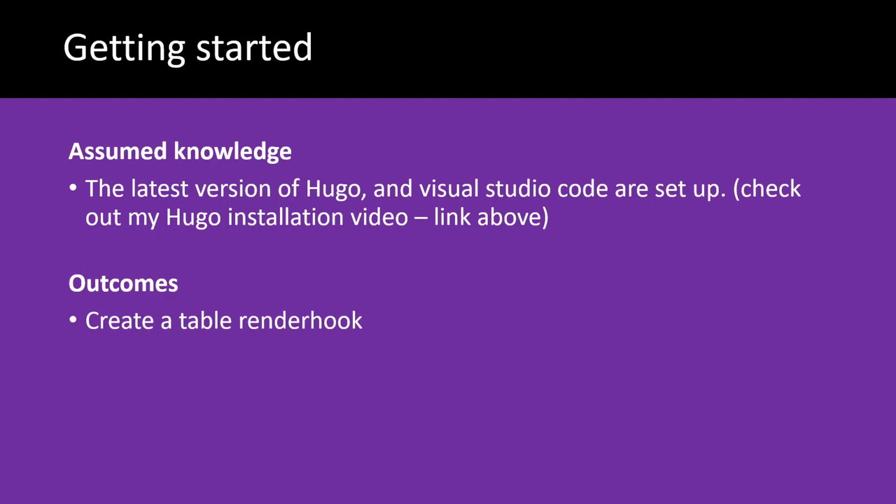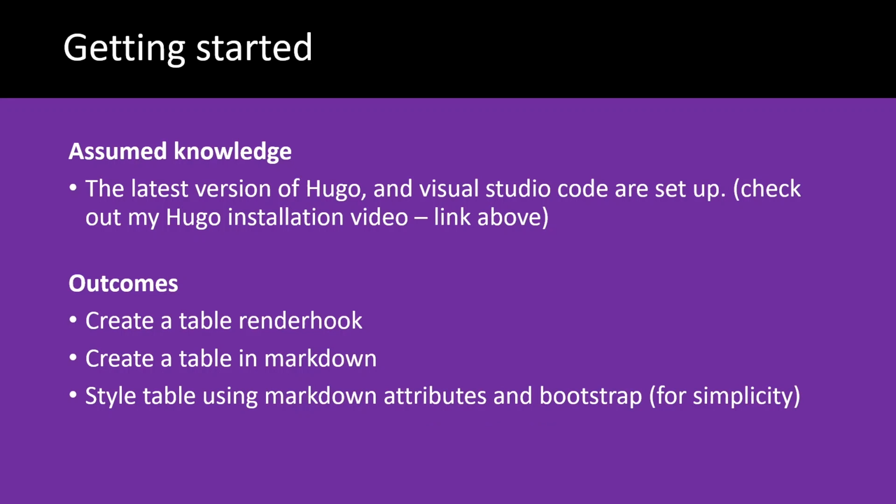In this video you'll learn how to create a table render hook, how to create a table in Markdown, and then how to style that table using Markdown attributes. And also we're going to be using Bootstrap just to keep the table styling simple, but you'll be able to apply any CSS you like.